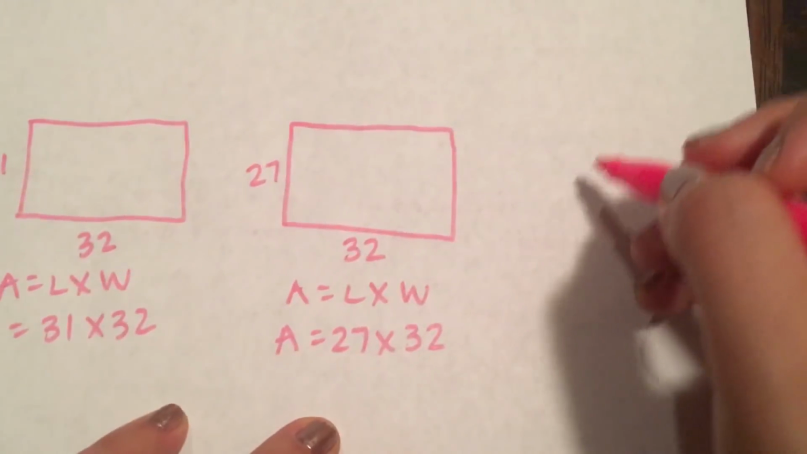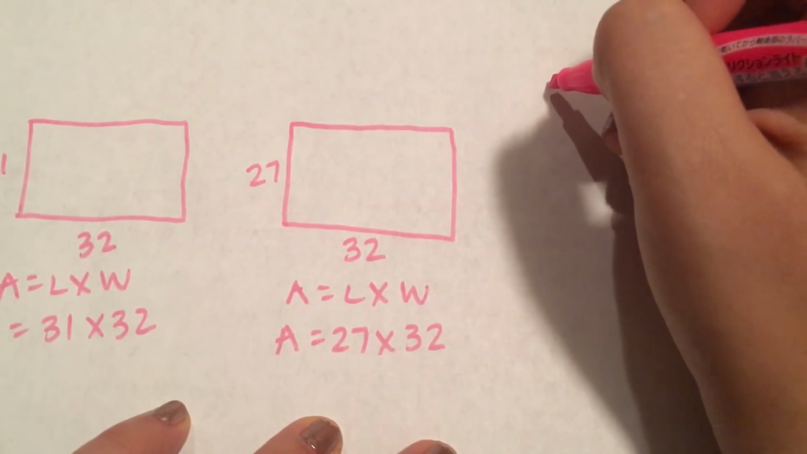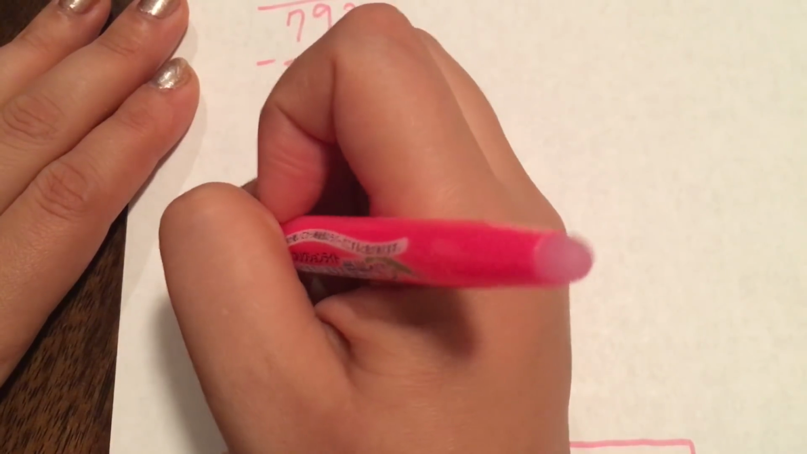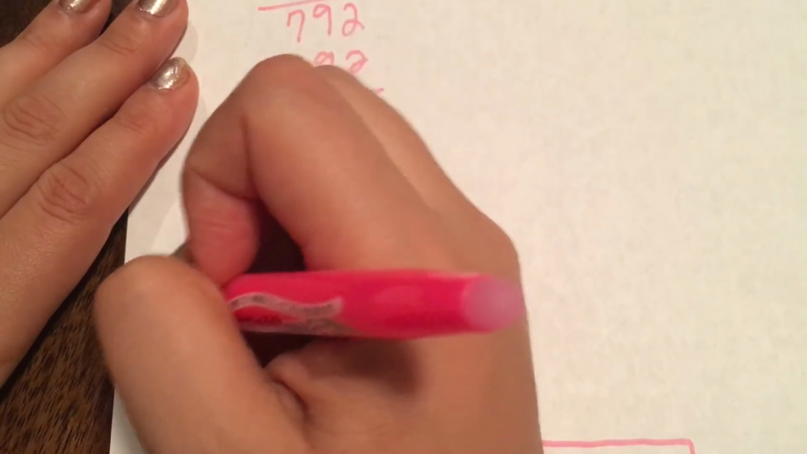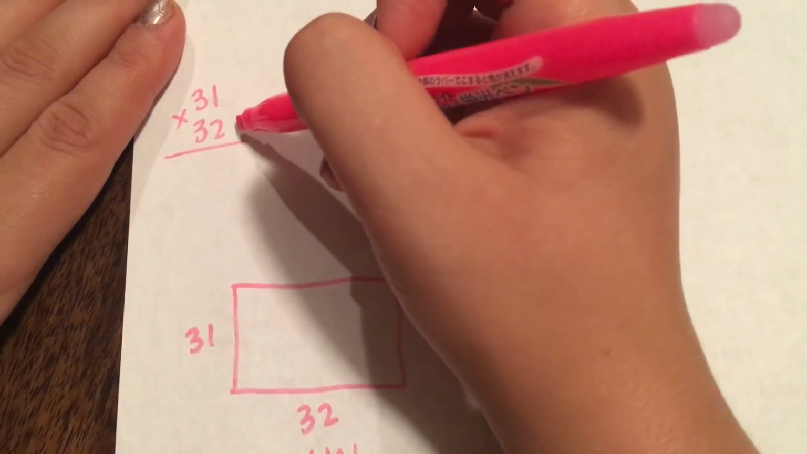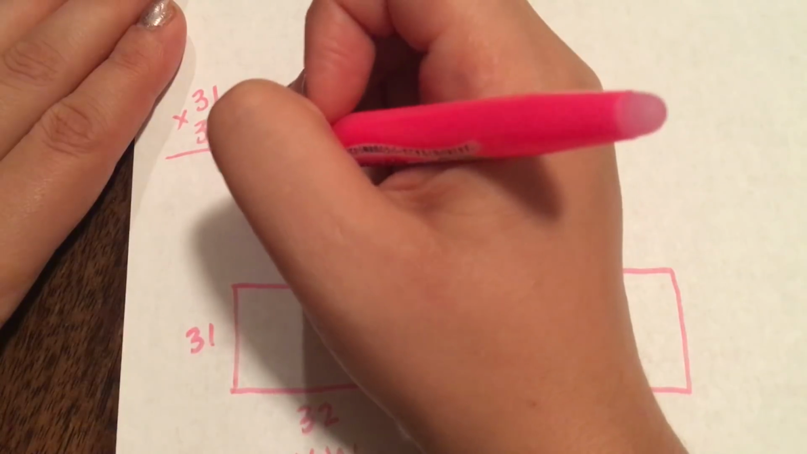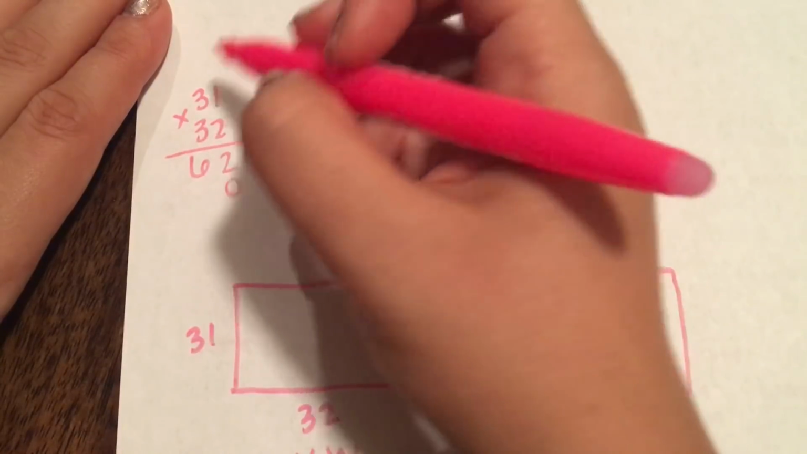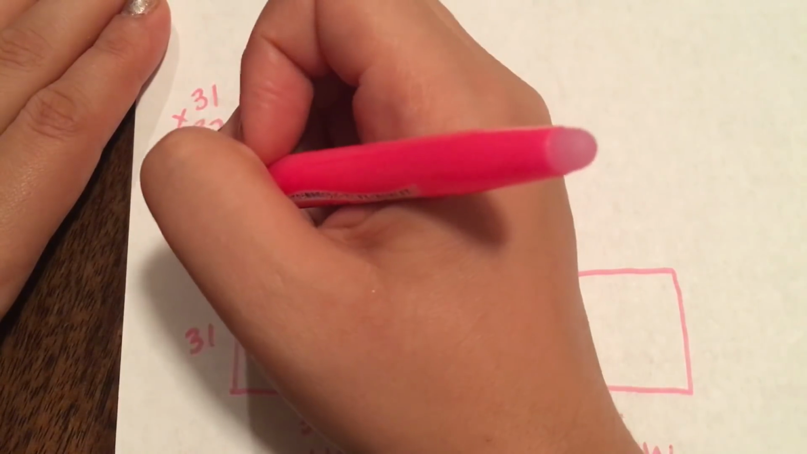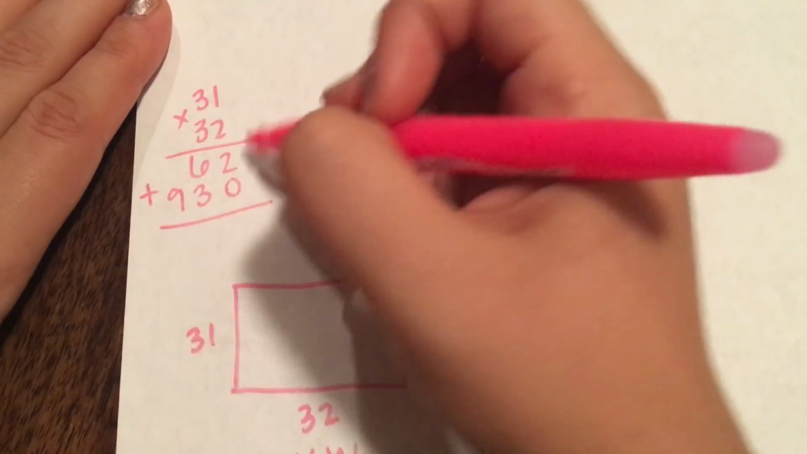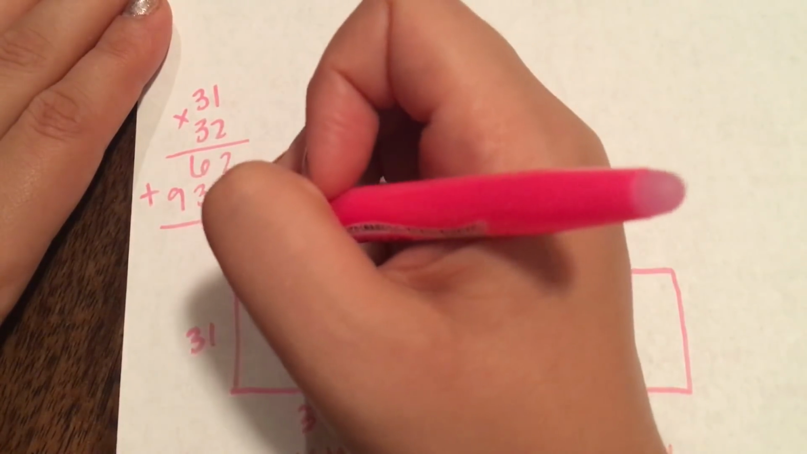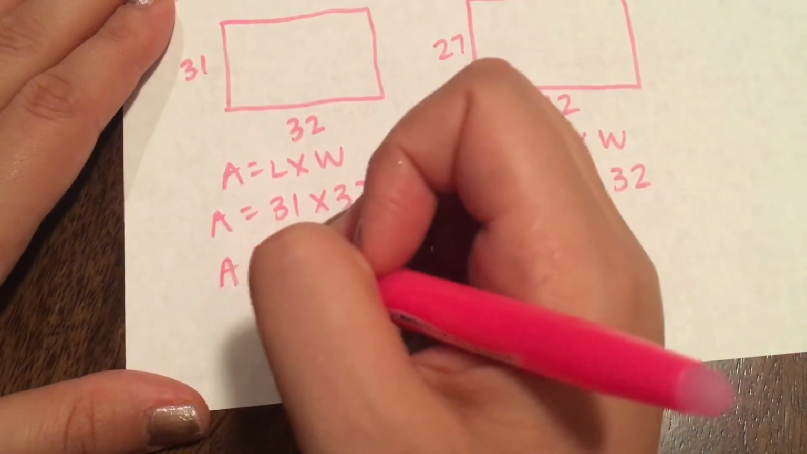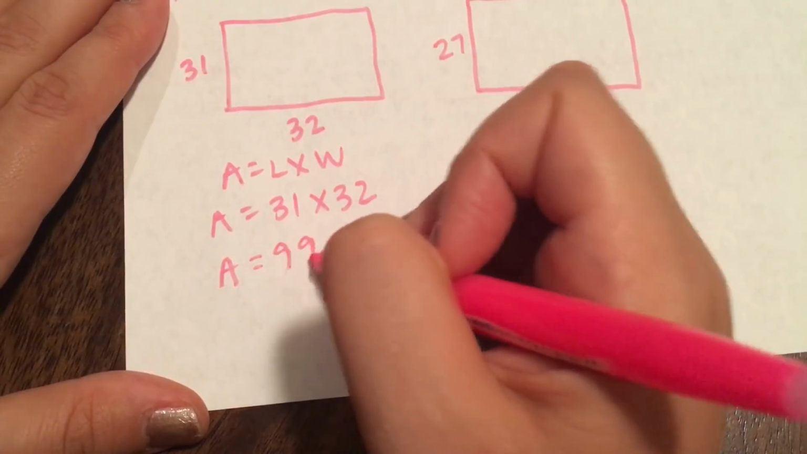I'm going to do it over here on the side. Hopefully you can see it. 31 times 32. 1 times 2 is 2. 2 times 3 is 6. Drop the 0. 3 times 1 is 3. 3 times 3 is 9. Add. That's 2, 9, 9. So the area of the first one is 992.